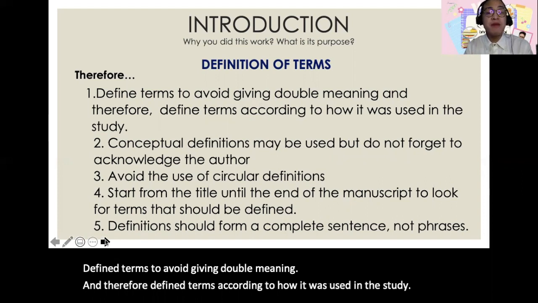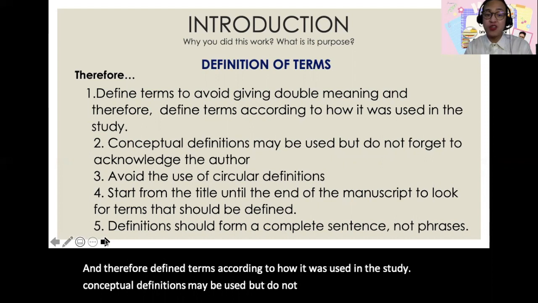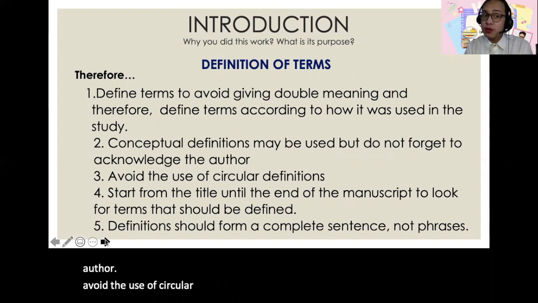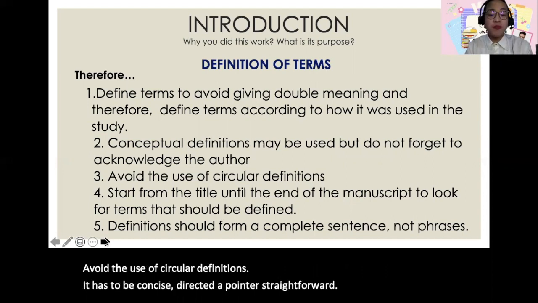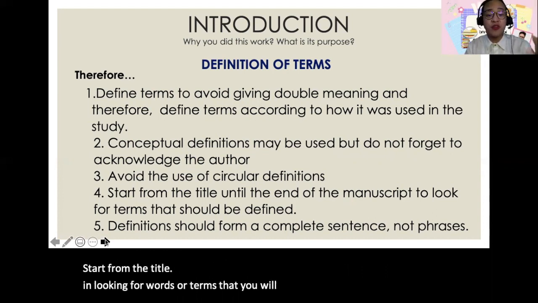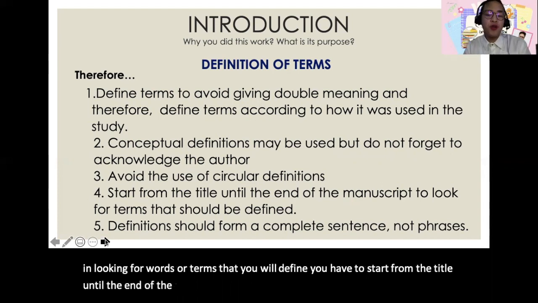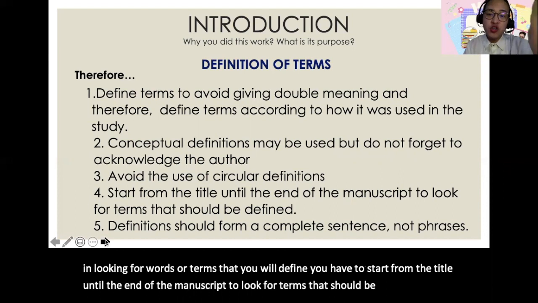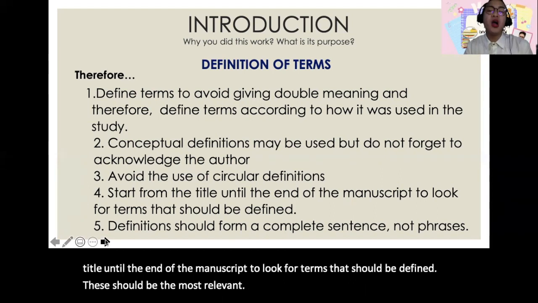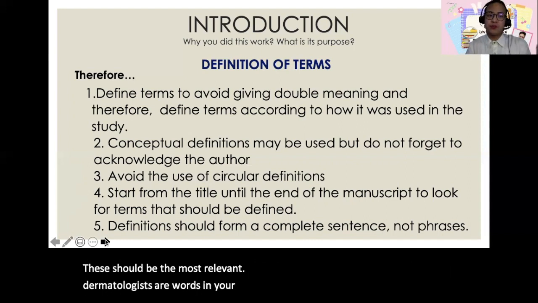Conceptual definitions may be used, but do not forget to acknowledge the author. Avoid the use of circular definitions. It has to be concise, direct to the point, or straightforward. Start from the title. In looking for words or terms that you will define, you have to start from the title until the end of the manuscript to look for terms that should be defined. These should be the most relevant terminologies or words in your research. Acronyms could be possible.